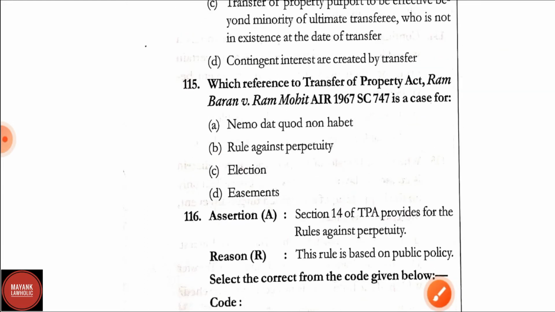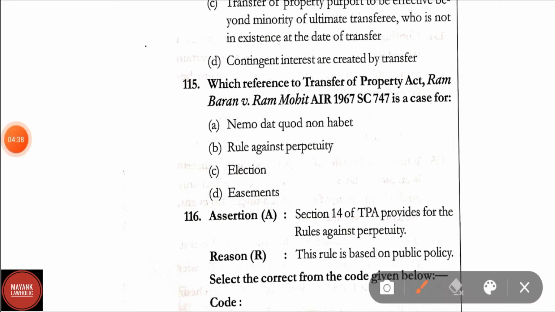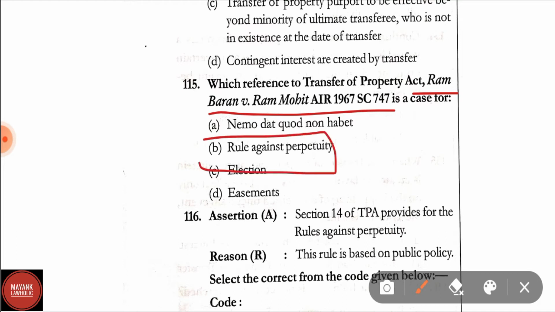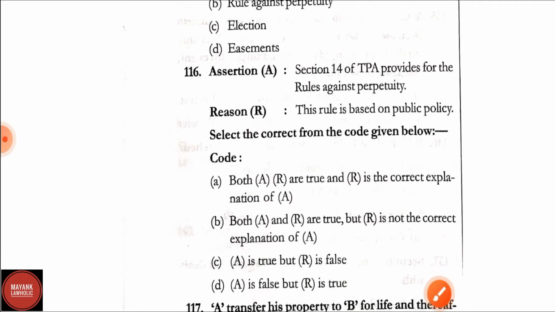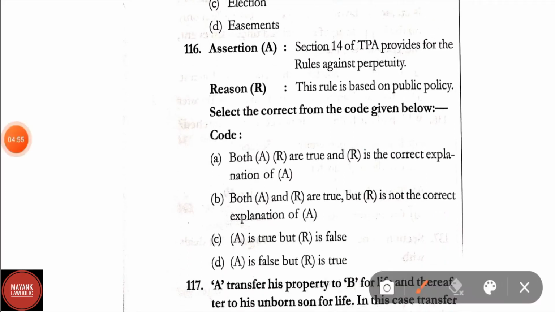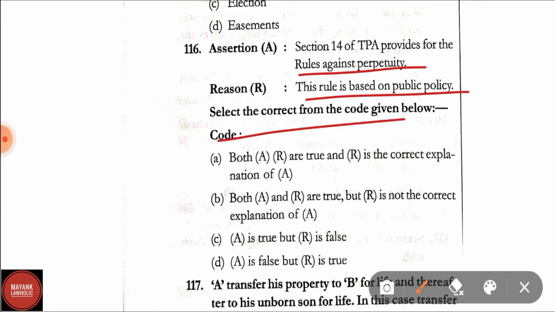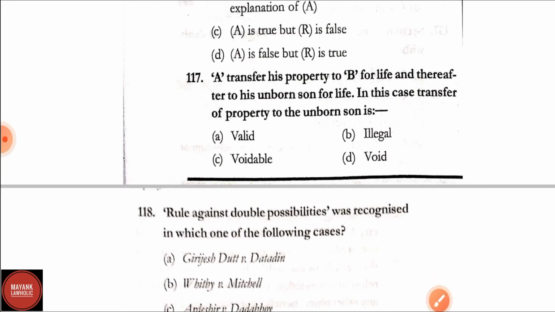Question number 115. With reference to the Transfer of Property Act, Ram Baran versus Ram Mohit AIR 1967 is a case for: nemo dat quod non habet, rule against perpetuity, elections, easements. Correct answer is option B, that is rule against perpetuity. Question number 116. Assertion: Section 14 of the Transfer of Property Act provides for the rule against perpetuity. Reason: this rule is based on public policy. Here both A and R are true and R is the correct explanation of A. So option A will be the right answer. Question number 117.